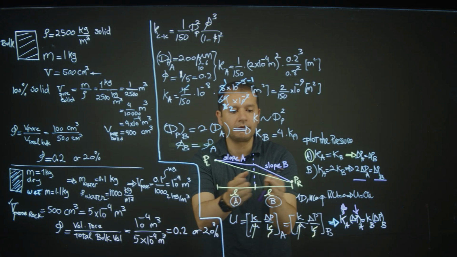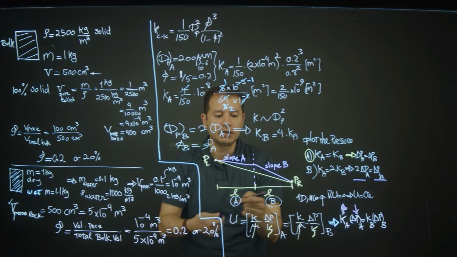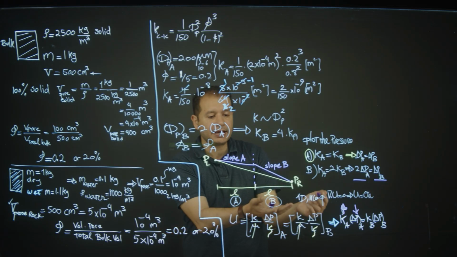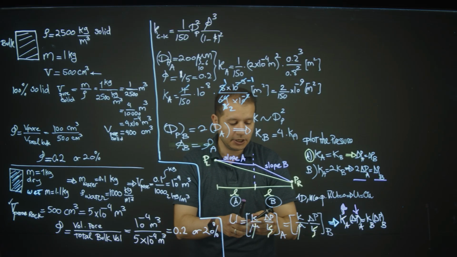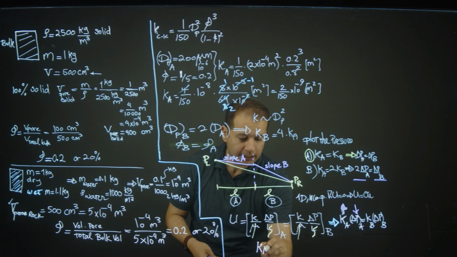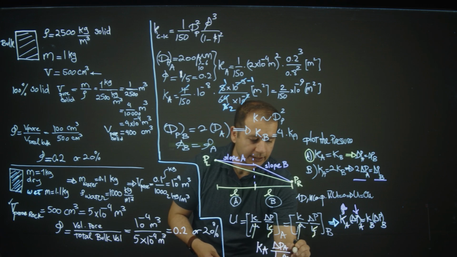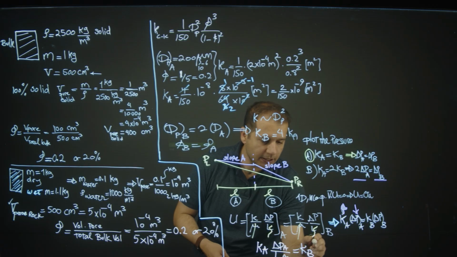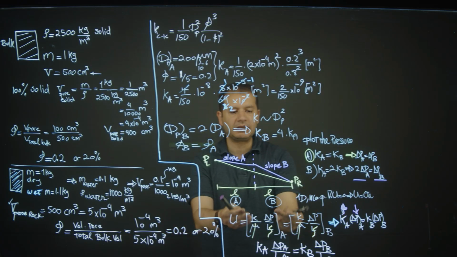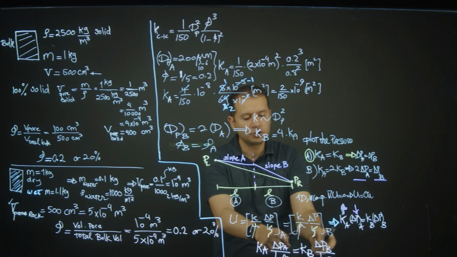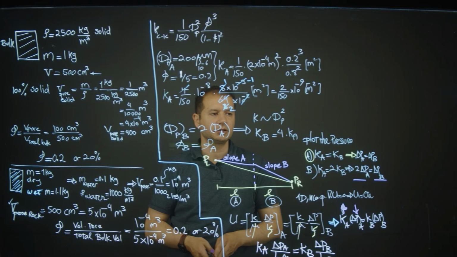If the length of each section was not the same, so you had LA and LB, then you needed to write that Ka delta PA over length of A would be Kb delta PB over length of B. And then, for example, if the length of B was twice as big, you would consider that factor of 2 here too.